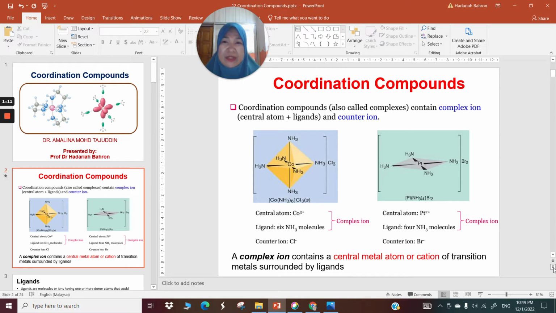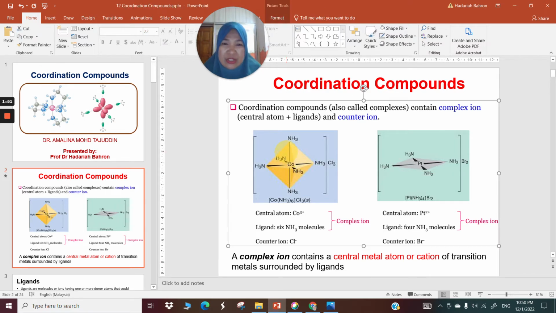So these transition metals surrounded by ligands, when that entity is carrying a charge with it, we call it a complex ion. And that charge of the complex ion is being neutralized by the charge of the counter ion. So a complex ion contains a central metal atom or cation. It can be a neutral metal, or it can also be a charged metal, which is a cation of transition metals surrounded by ligands.